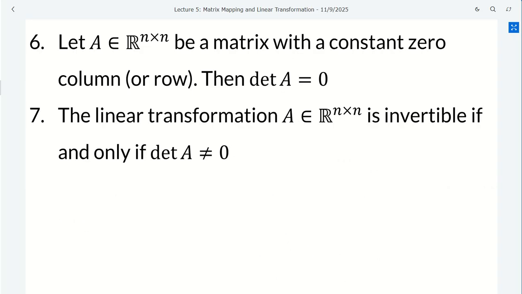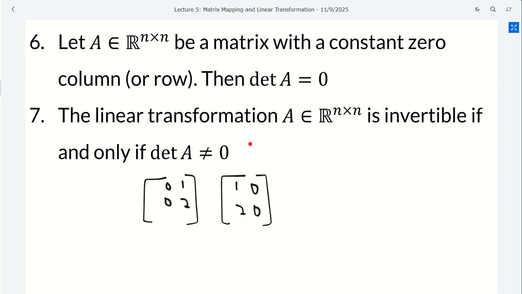All right, and the last one, then we are done. When you have a matrix of n by n with a row or column of all zeros, the determinant will be 0. So if here is 0, 0, and here is 1, 2, the determinant will be 0. It can also be 1, then 0, 0. Saying that the determinant will be 0.